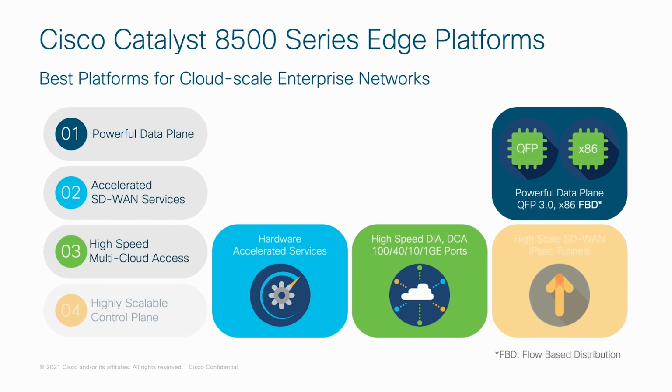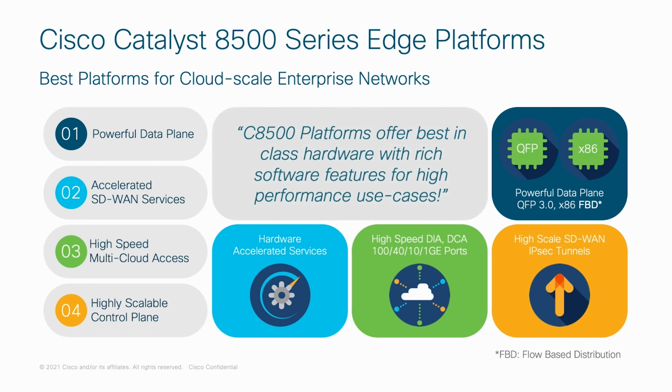And last but not least, the 8500 platforms are equipped with a highly scalable control plane for enterprise aggregation use cases. All in all, the Cisco Catalyst 8500 Series H platforms are ready to deliver high-performance WAN aggregation use cases with best-in-class hardware and rich IOS XE software for scalable services.